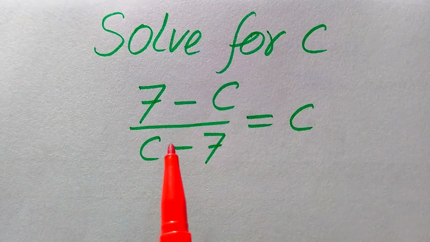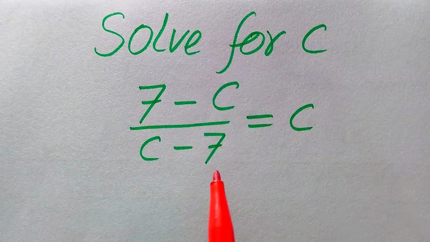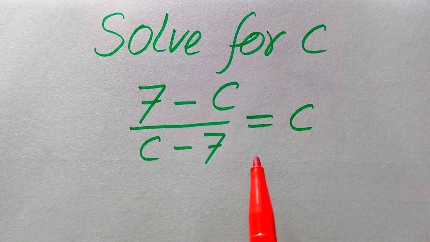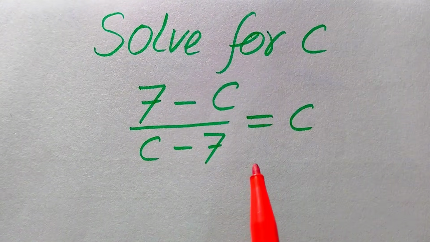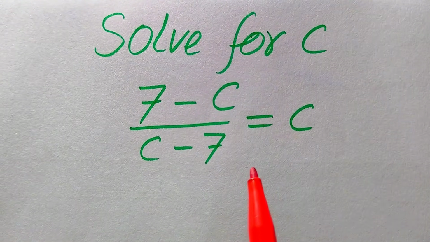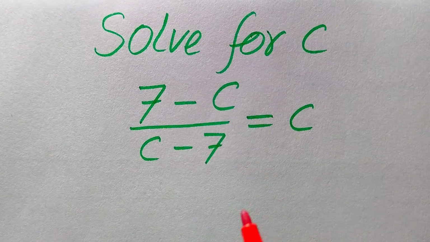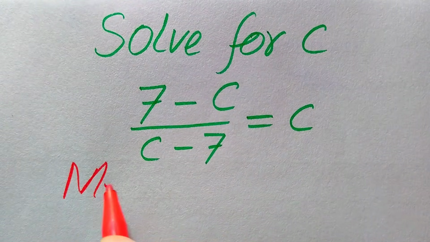So here we have (7 - c)/(c - 7) = c, and we solve this problem for all the values of c. Here, first we find all the roots of this equation, and at the last we will verify which of the roots are solutions and which of the roots are extraneous roots. Further, we solve this problem by two methods.